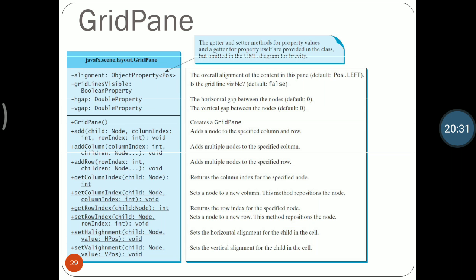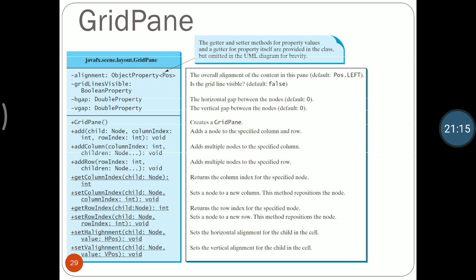Methods of GridPane. GridPane creates a GridPane. Method add adds a node to the specified column and row. The second method add adds multiple nodes to the specified column. Third one is addRow. It adds multiple nodes to the specified row. Fourth one is getColumnIndex. It will return the column index for the specified node. Next is setColumnIndex. It will set a node to a new column. This method repositions the node.